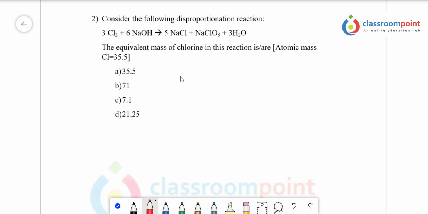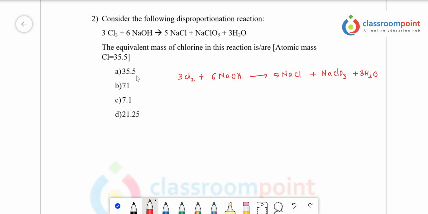So I'll write down the equation here. 3Cl2 plus 6NaOH gives 5NaCl plus NaClO3 plus 3H2O.